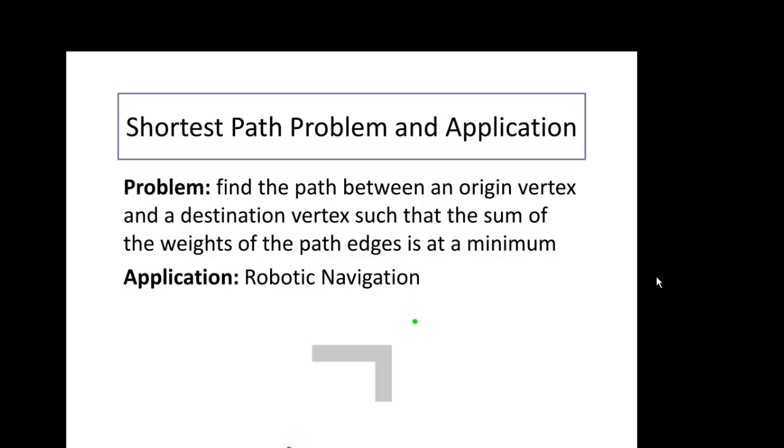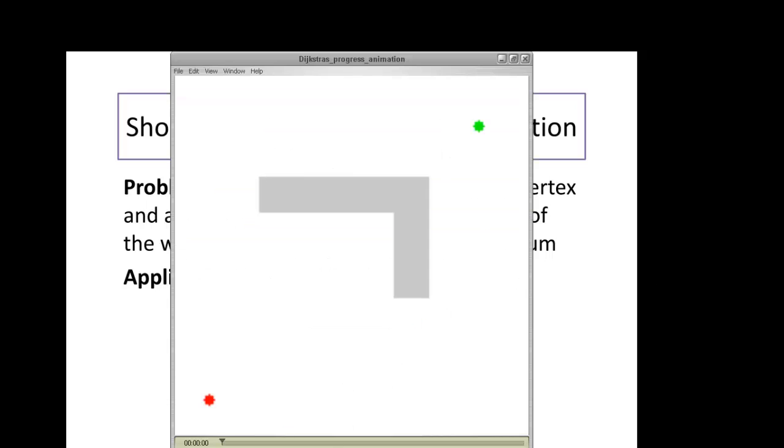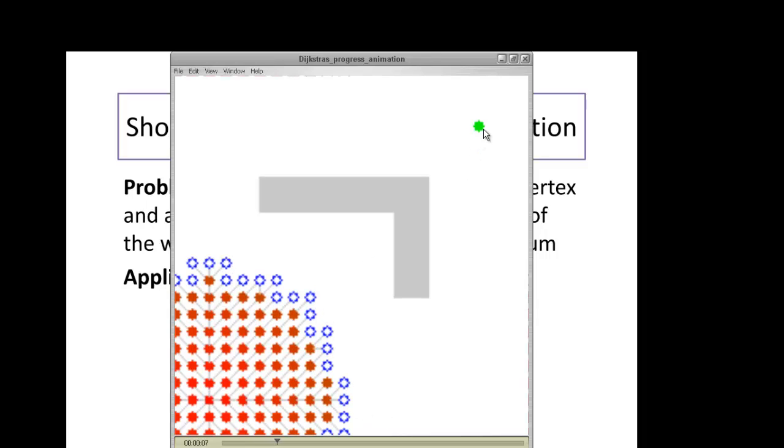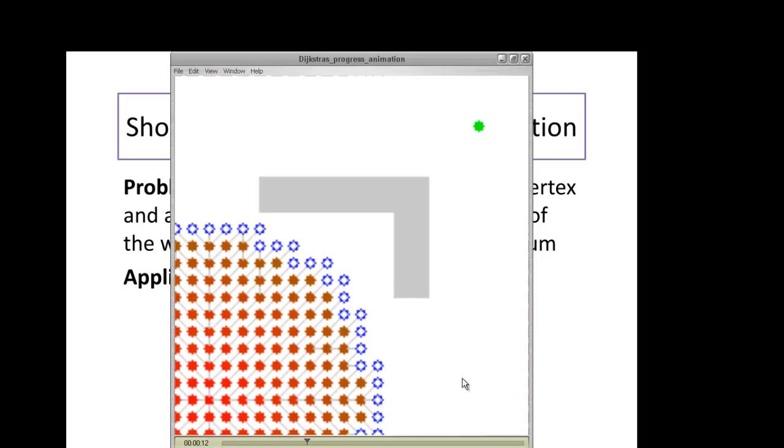So the problem: find the path between the origin and a destination such that the sum of the weights along the path is at a minimum. There are many applications to this, and the one that I like the most is robotic navigation. Here's a quick animation that I found on Wikipedia, which illustrates it very nicely. If we have our origin here and our destination, we're trying to find the shortest path between the two. And there's a barrier in between.